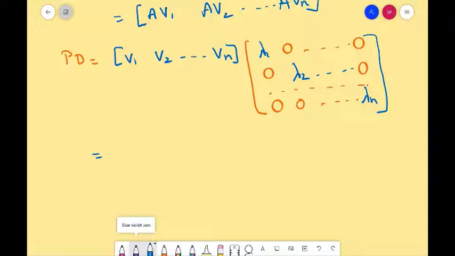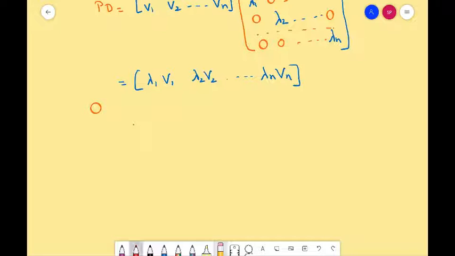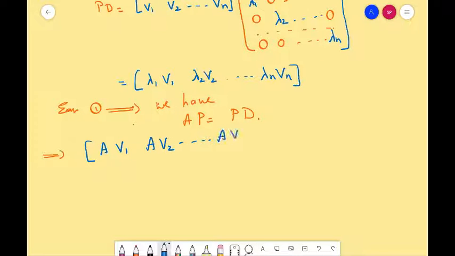How do we multiply matrices? The first row elements in V1, V2, I multiply with the first column, lambda 1. So I will get lambda 1 V1, lambda 2 V2, and so on, lambda n Vn. Now equation 1 implies we have AP is equal to PD. That implies we have AV1, AV2, and so on AVn is equal to lambda 1 V1, lambda 2 V2, and so on lambda n Vn.